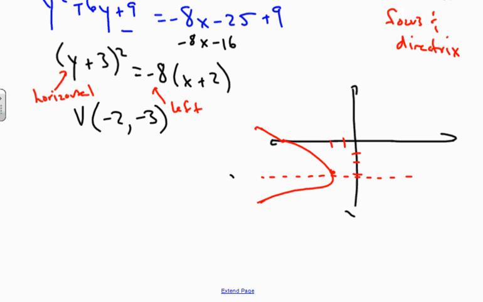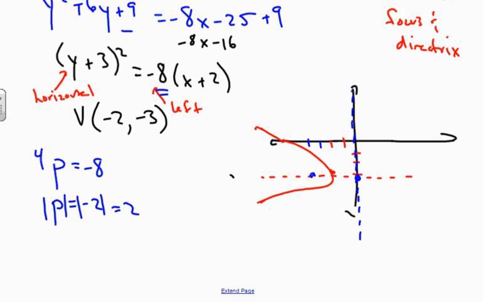Now from here, let's find our focus and directrix. Well, that's where we need to know p. And 4p is going to equal this coefficient right here, so it's going to equal negative 8. So what is p going to equal? P is going to equal negative 2. The absolute value of p is going to equal 2. Why do I do absolute value? Because from here, 1, 2, 2 units, that's my focus, and from right there, that's my location of my directrix.